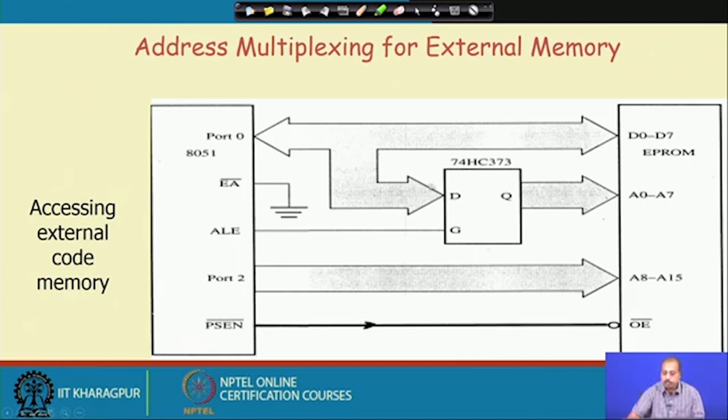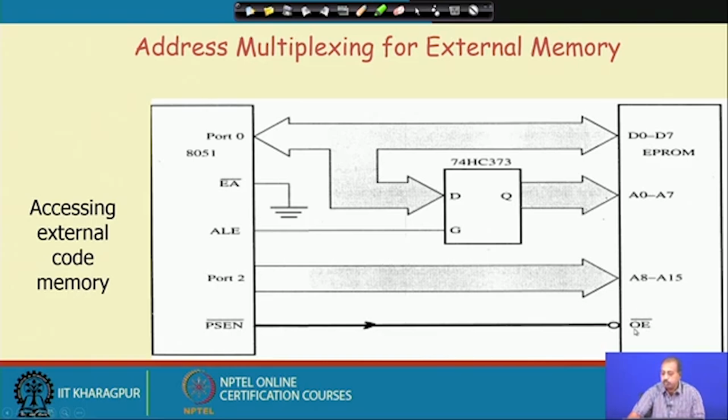This is passed through one 74373 latch for demultiplexing the lower order address bus, and the ALE signal is connected to the G pin of 74373. When this ALE signal is activated, the address is available in the bus and that gets latched here. So, this EEPROM continually sees the address bits A0 to A7, A8 to A15, and when this PSEN bar line is activated, it is connected to the OE bar pin of this EEPROM chip. OE bar is the same as read bar, as we said.